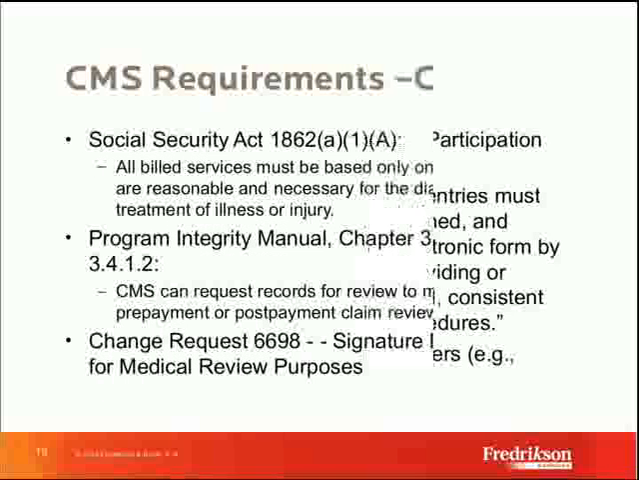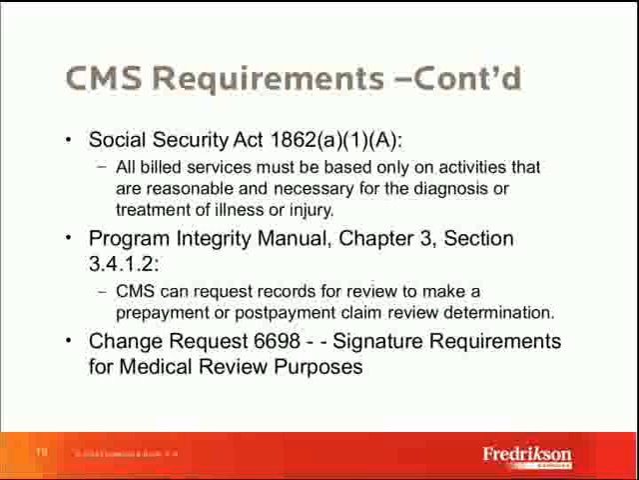home health. When we turn then to a clinic, a Medicare Part B clinic situation, we won't find conditions of participation there, but we'll find the requirement of having written signatures through a variety of approaches. We start first with the Social Security Act that says that services have to be reasonable and necessary. We then move to the program manuals where CMS can request the records for the purpose of reviewing claims, and then we get to the signature requirements that Medicare has issued in terms of having written signatures.